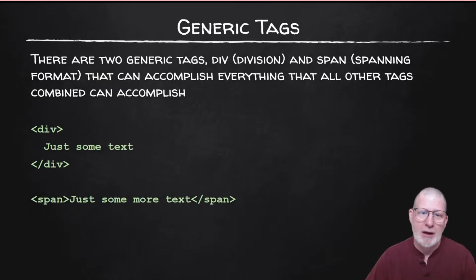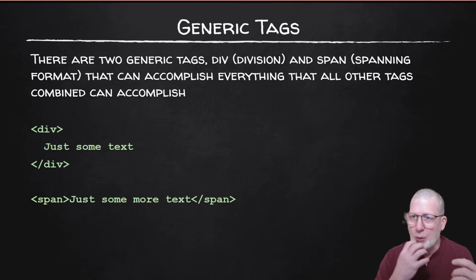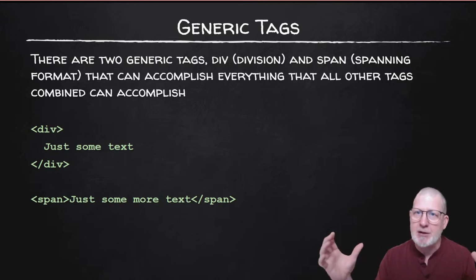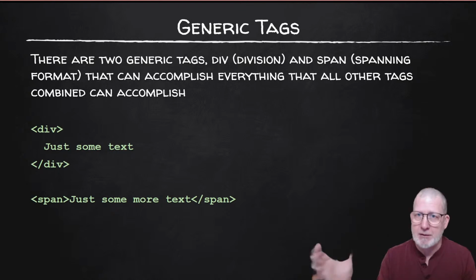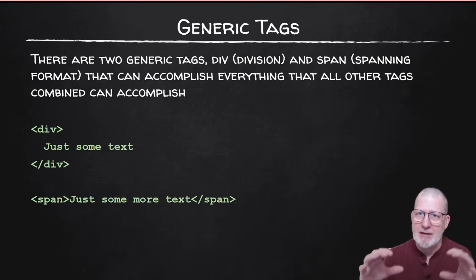So, structure-wise, there are two generic tags, the div or division and the span. And the biggest difference between them is the way that they are laid out by the browser. Think of divisions as boxes. If you design a web page, you're going to design it in terms of boxes. Boxes above other boxes, boxes inside boxes, boxes beside boxes. Every bit of content goes in a box.